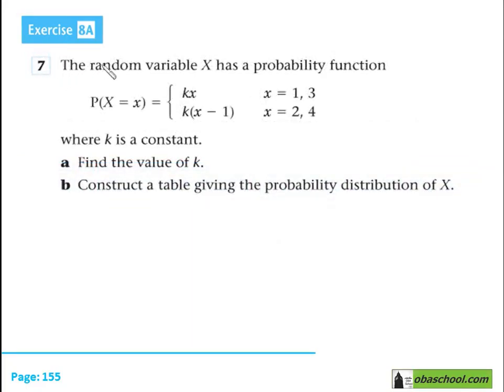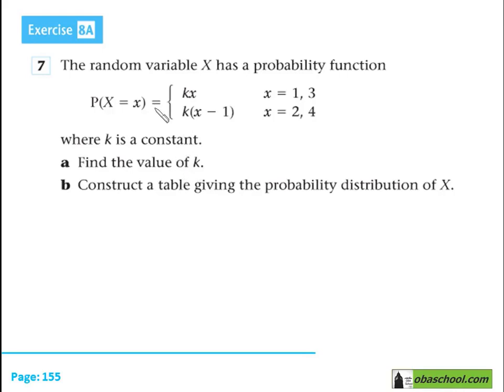The random variable capital X has a probability function which will be in this form: kx when x is equal to 1 and 3, k times (x minus 1) when x is equal to 2 and 4, where k is a constant. Part A, find the value of k.